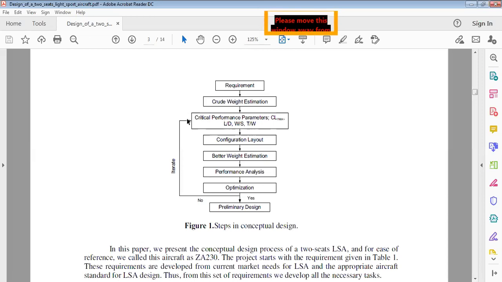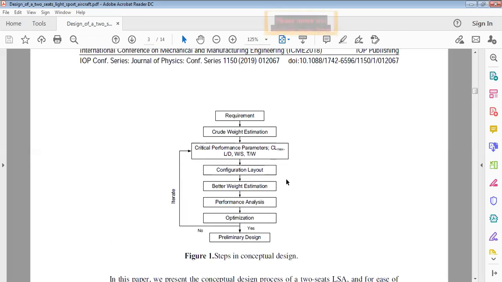On the basis of that, we are doing the iterative process, and then we are going for the preliminary design process. So this is all the set of things which are taken in a conceptual design process. Once it completes, when the optimization says yes, then we are going for the preliminary design process. These are the steps involved in the conceptual design process.